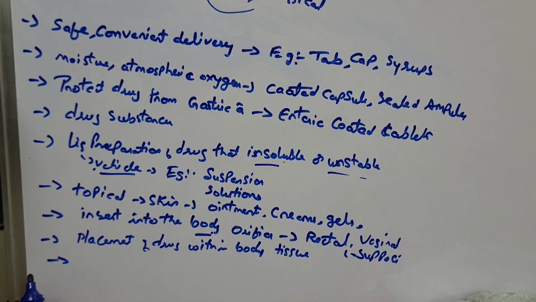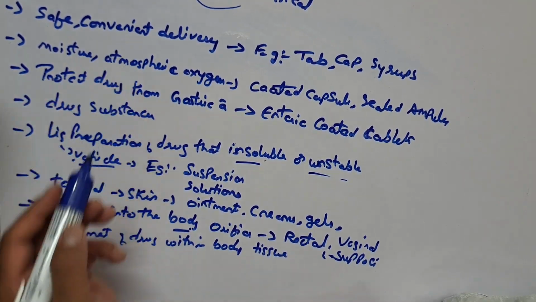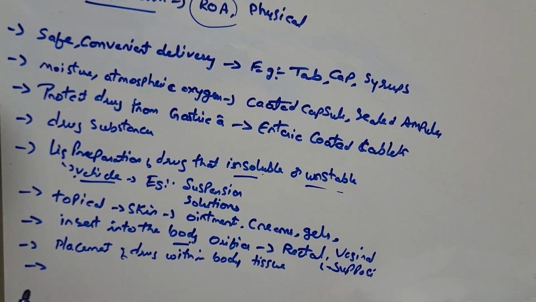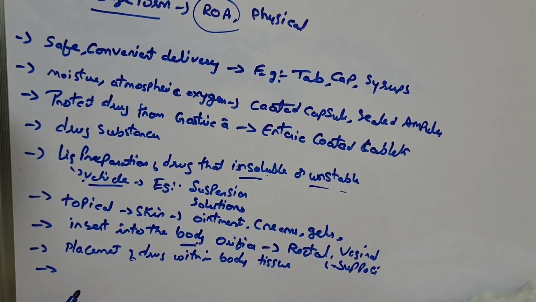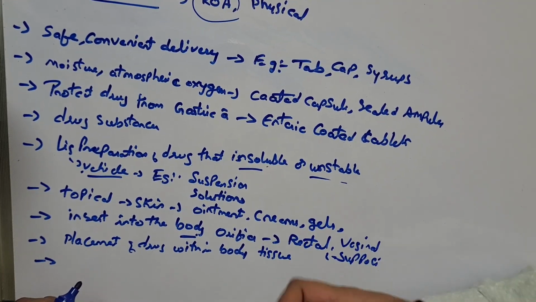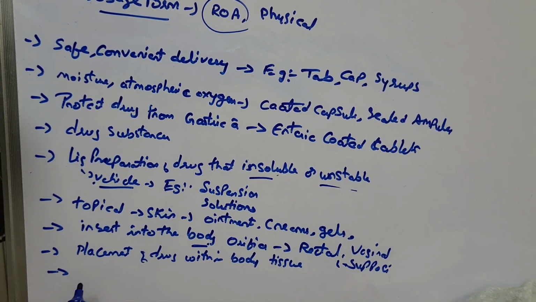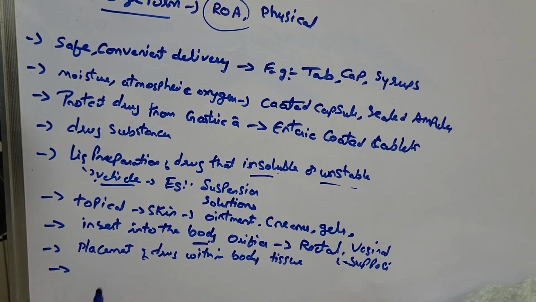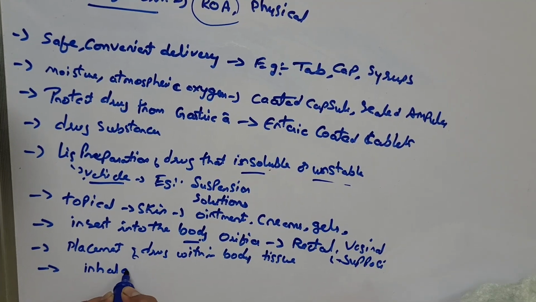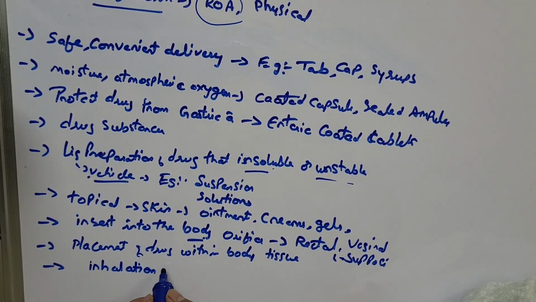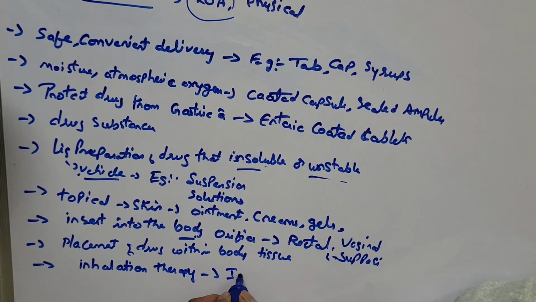Next, the last thing: the drug that shows action on inhalation, such as nasal sprays, metered dose inhalers, or dry powders which you take by nasal route. That is called the drug that shows activity through inhalation. Through inhalation therapy, that means inhalants.